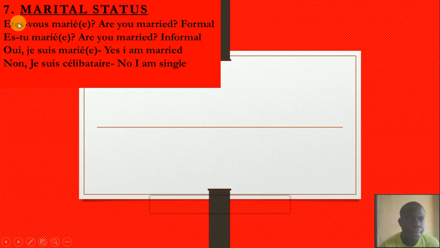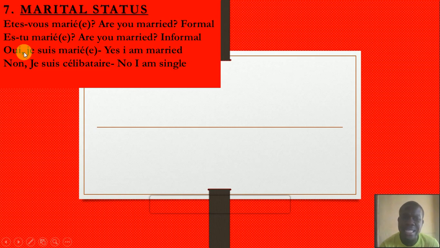Êtes-vous marié? That is a man. If you're asking a woman, the E must be joined to this, so we have 2 E's. Good. Êtes-vous mariée? What of in an informal way? You're talking to your friend, your colleague. You can say, es-tu marié? Are you married? Informal way.